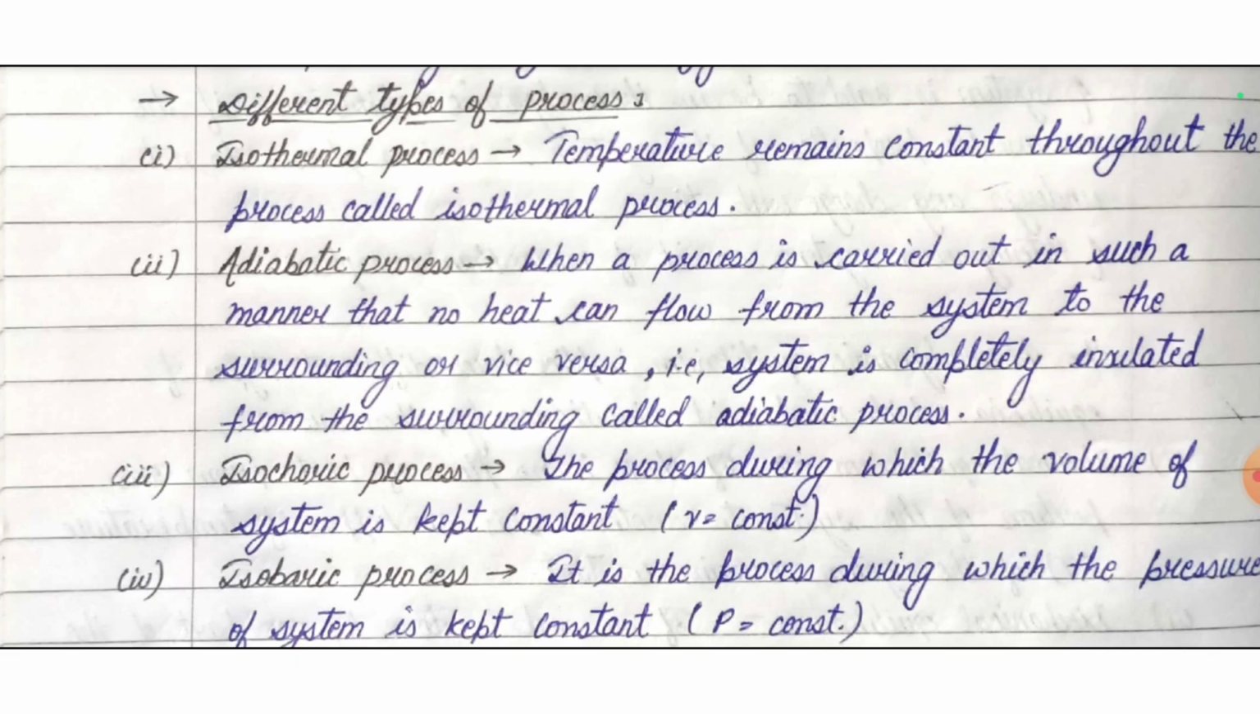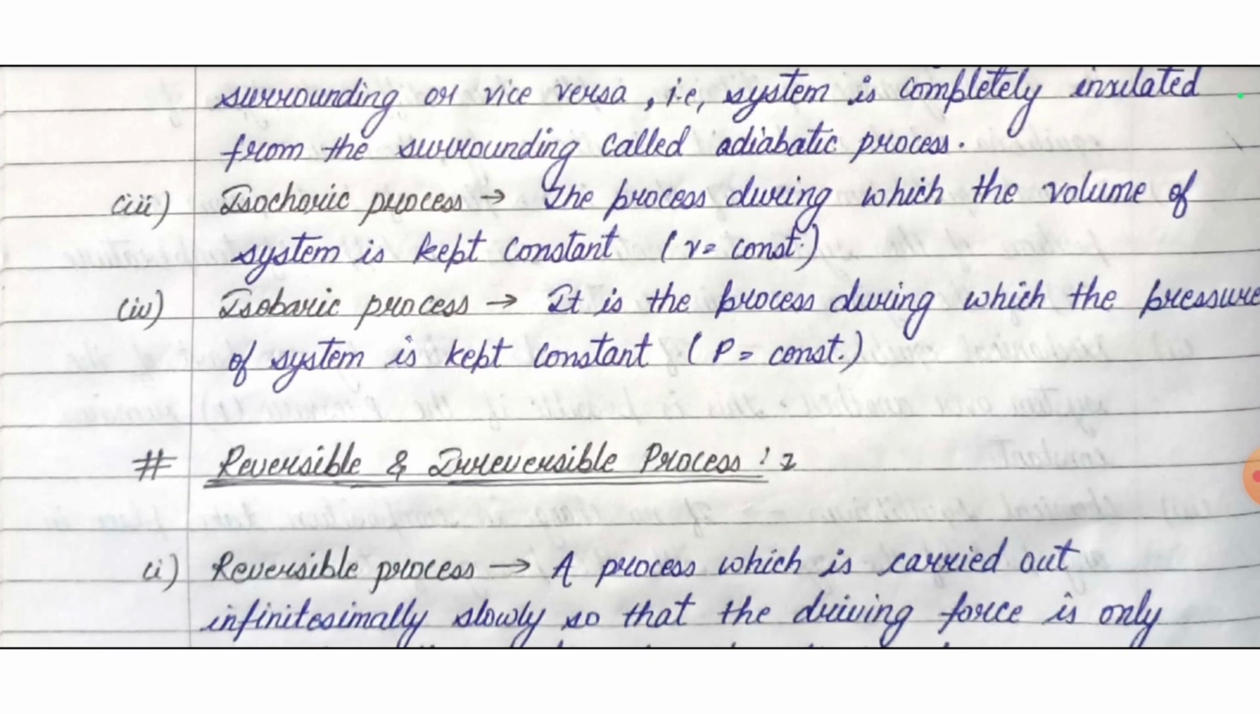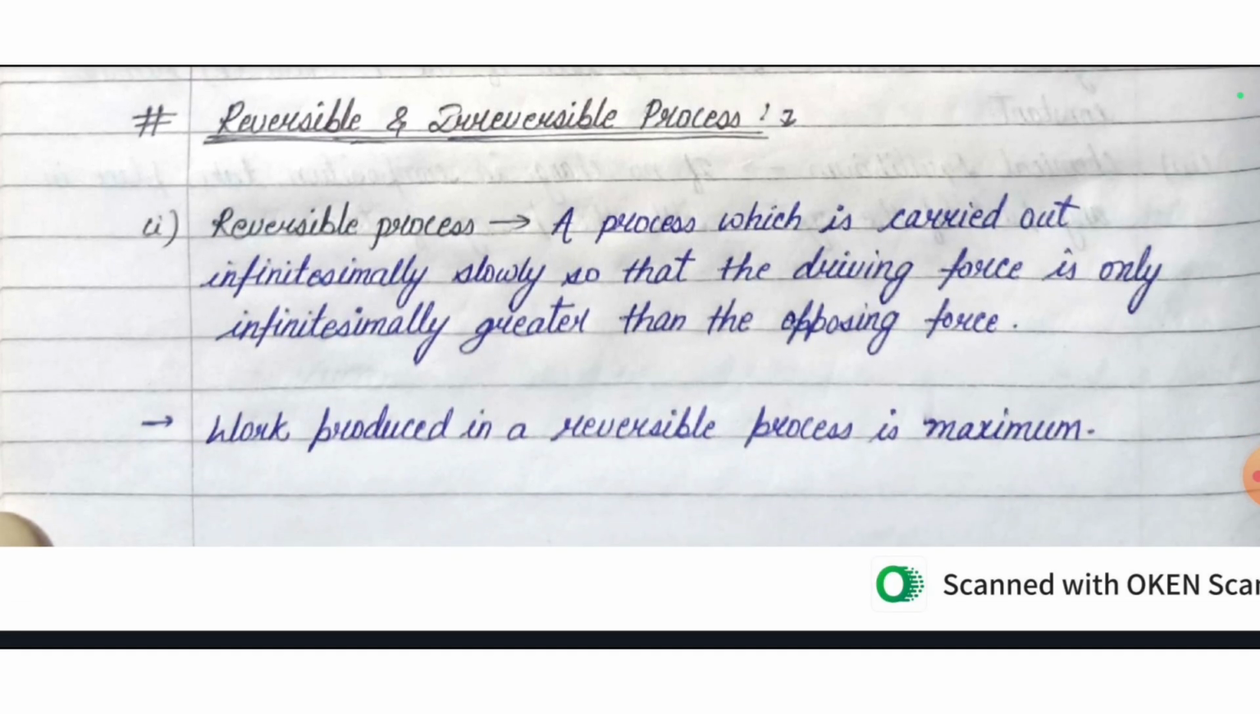Second, adiabatic process. When a process is carried out in such a manner that no heat can flow from the system to the surrounding or vice versa, that is, the system is completely isolated from the surrounding, it is called an adiabatic process. Third, isochoric process: the process during which the volume of the system is kept constant. Fourth, isobaric process: the process during which the pressure of the system is kept constant.